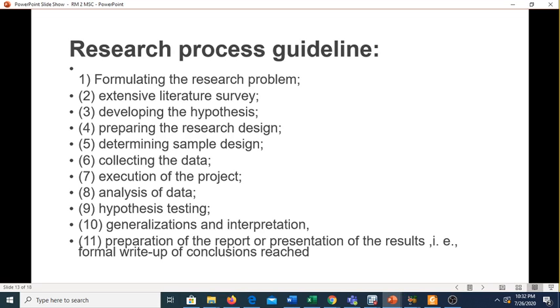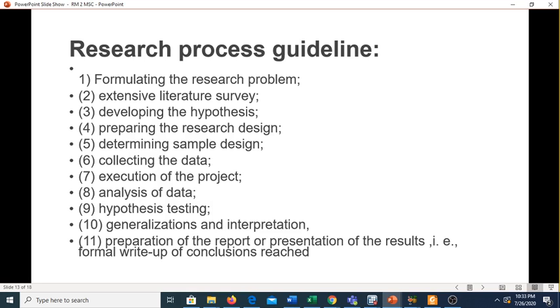Say, how can I approach it? Fifth, determining the sample design. Sixth, collecting the data. Seventh, execution of the project. Eighth, analysis of data. Ninth, hypothesis testing. Tenth, generalization and interpretation. And eleventh, preparation of the report or presentation of the results. That is the formal write-up of the conclusions reached.